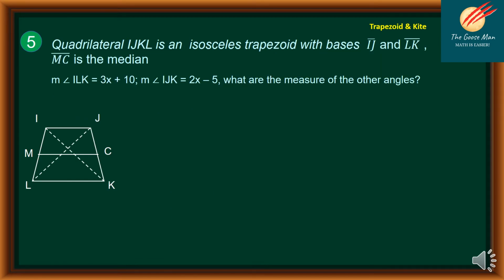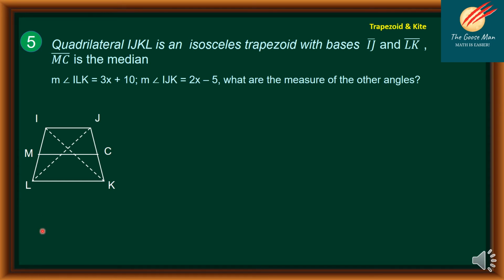So let's move on to number 5. Quadrilateral IJKL is an isosceles trapezoid with bases IJ and LK. MC is the median. The measure of angle ILK is equal to 3x plus 10, while the measure of angle IJK is equal to 2x minus 5. So what are the measures of the other angles?